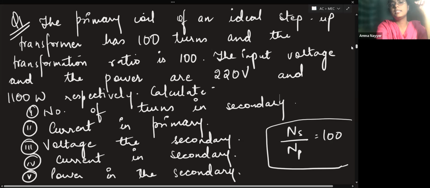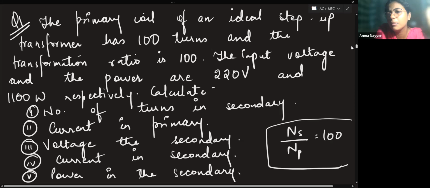So it says, the primary coil of an ideal step-up transformer has 100 turns. Fine, and the transformation ratio that is given is 100. Input voltage is provided as 220 volt. Input voltage means voltage in the primary. Wherever input is given, it always refers to the primary. And then you have 1100 watt, it's the power, input power. You have to find the number of turns.